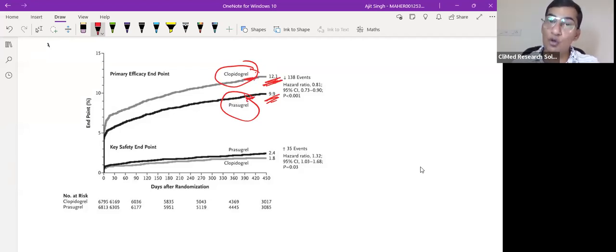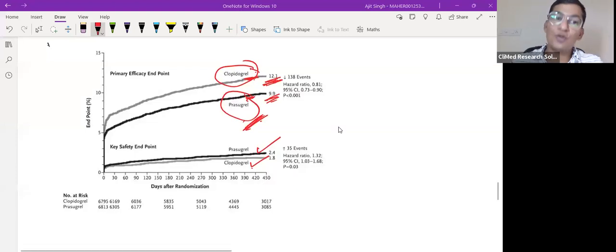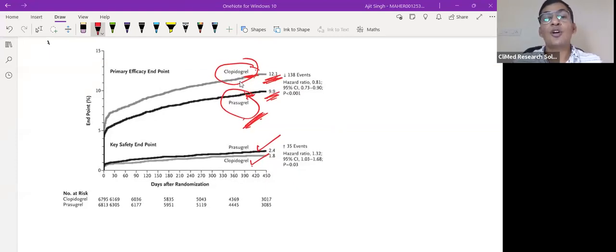Efficacy is quite better in clopidogrel than prasugrel, and the hazard ratio is higher in prasugrel than clopidogrel, and safety is better in clopidogrel than prasugrel. Remember this. Why? Because prasugrel has limited indications, and clopidogrel can be given on multiple occasions. So usually if someone asks you, clopidogrel has the higher bleeding profile than prasugrel.